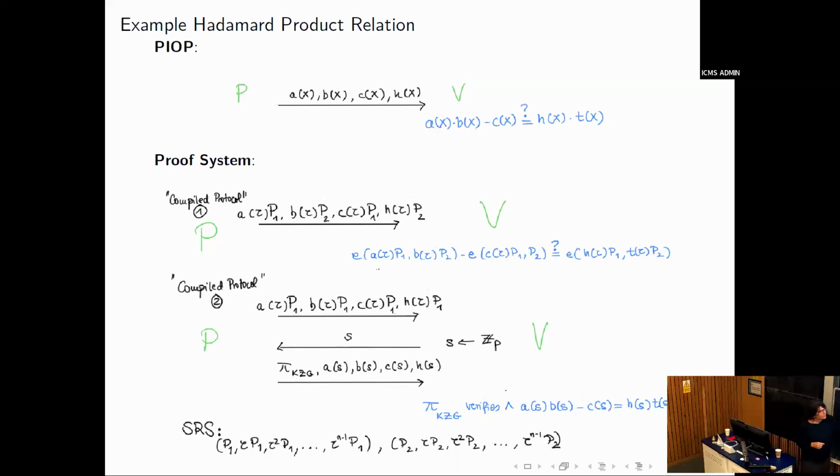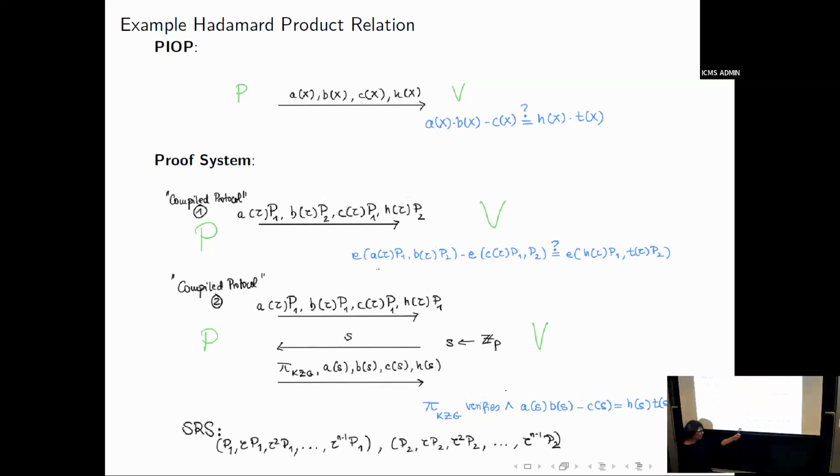Okay, and the things that you need to compute this proof, so these are PIOP, so this is the real protocol for proving the Hadamard relation. What do you need? Well, the prover needs to compute all these values that it needs to send, which are the commitments to A, B, and C, and it needs to know the powers of the trapdoor involved.